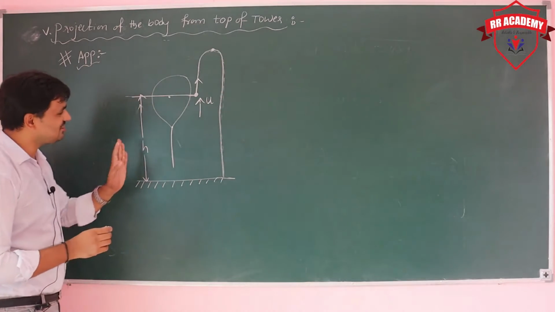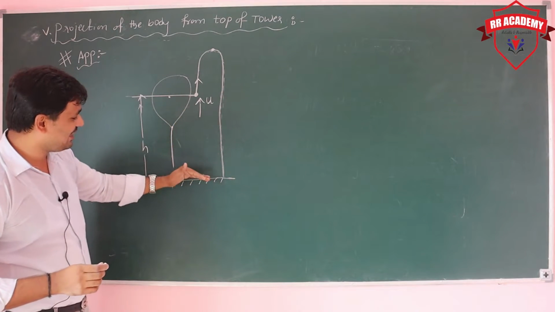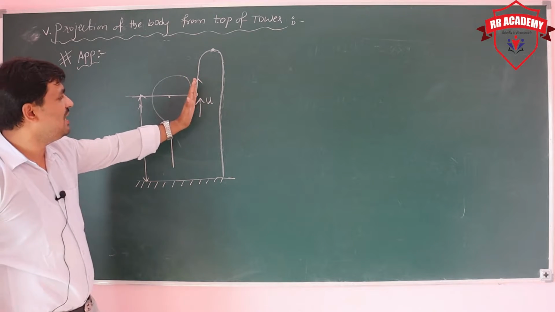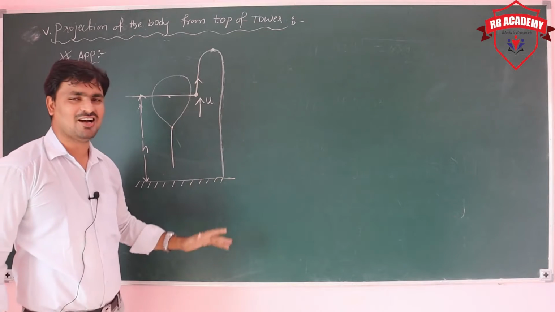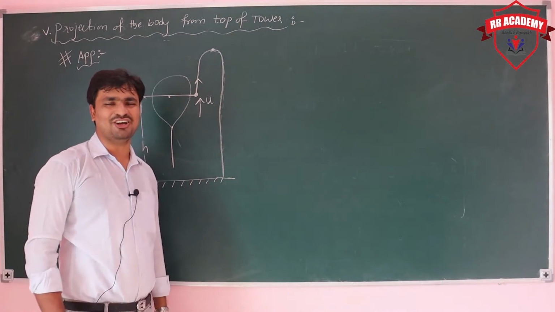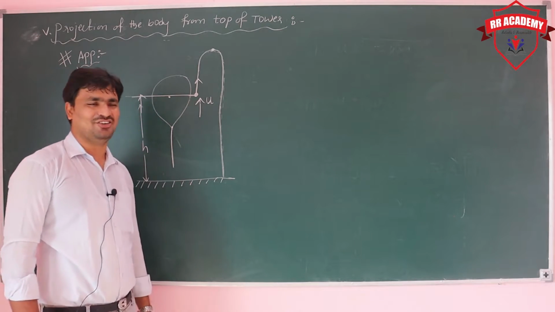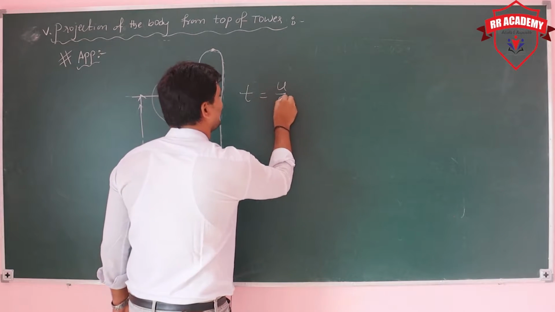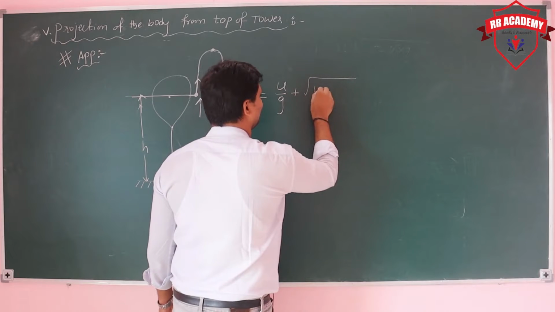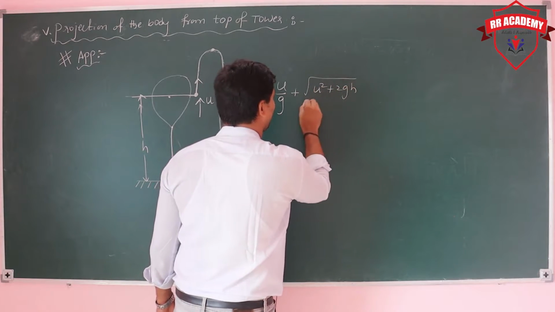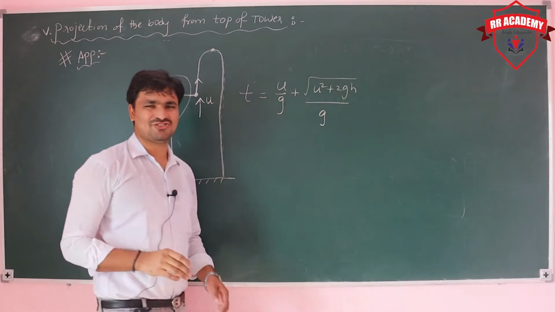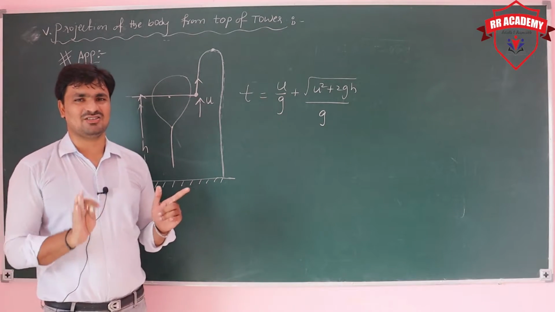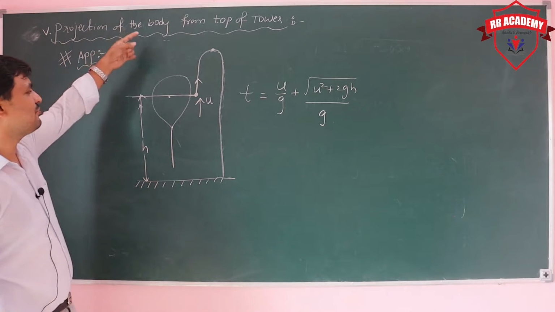So how is the situation? It looks like something at the top of a tower. From the top of the tower, a body is projected vertically upwards. How much time is taken to reach the ground? T is equal to u by g plus under root u square plus 2gh by g, which is similar to the previous case. So it is a body vertically projected from the top of the tower.